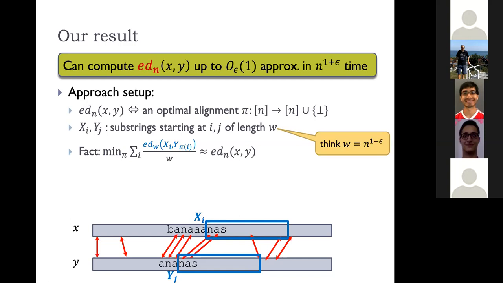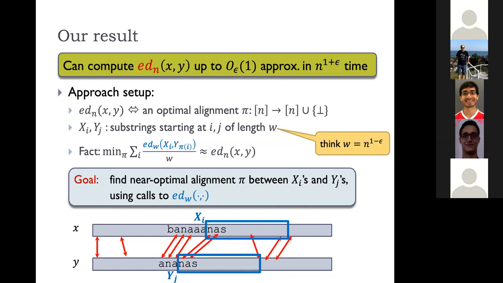So this is basically, we can describe computing edit distance between two strings as computing some kind of optimal alignment between substrings of x and substrings of y. Okay, and this is a more formal way to state it. Okay, and that's some fixed constant approximation.